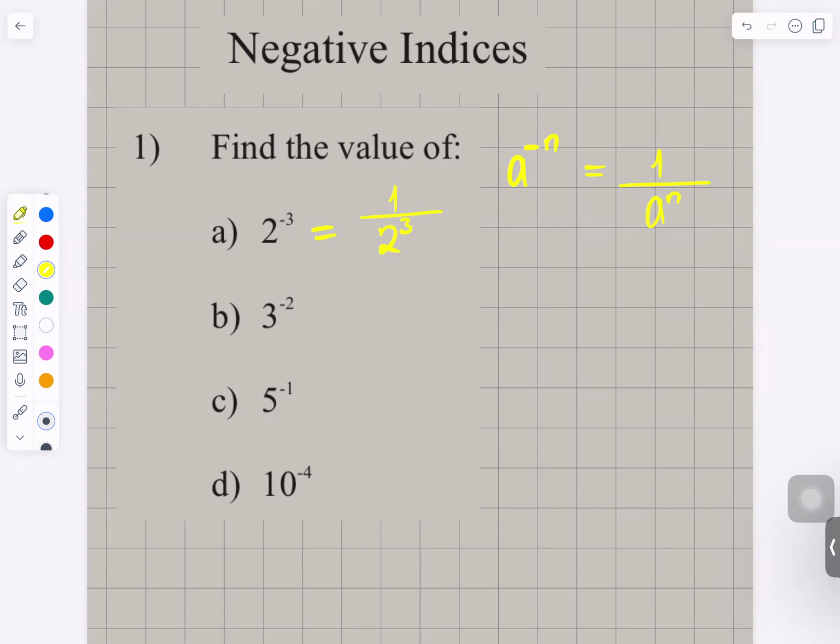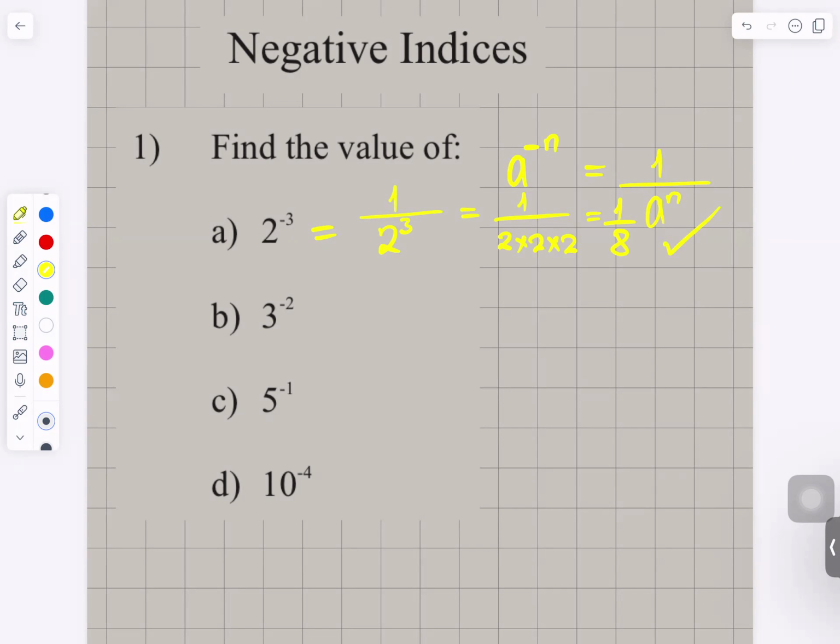And 2 cubed is 2 times 2 times 2. So 1 over 2 times 2 times 2. 2 times 2 is 4. 4 times 2 is 8. So it's 1 over 8. That's the answer for that first one.